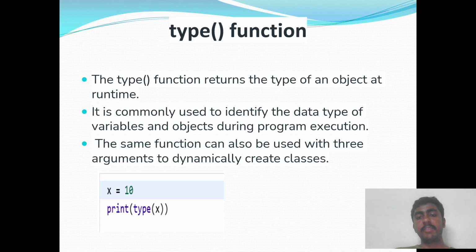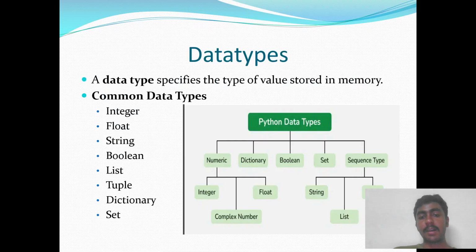In the previous topic, we learned that Python works with different kinds of values. Some values are whole numbers, some contain decimal points, some are text, some are either true or false. Now the question is, does Python recognize all these different values? How does it do that? The answer is through data types. A data type specifies the type of value stored in memory. In simple words, a data type tells Python what kind of information is being stored so that Python knows how to store it, process it, and perform operations on it.